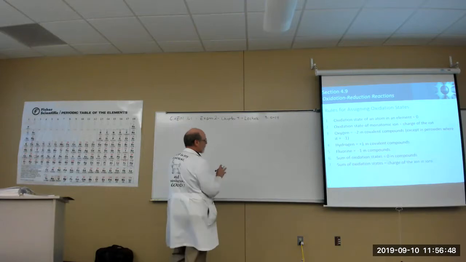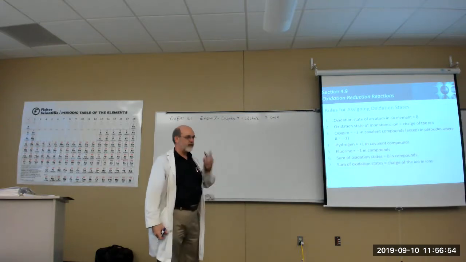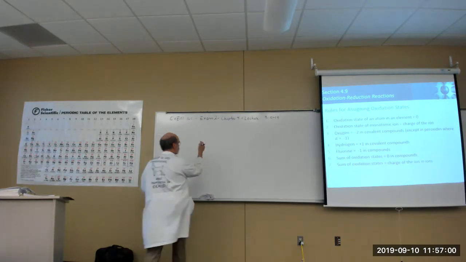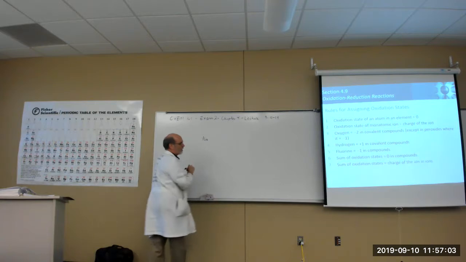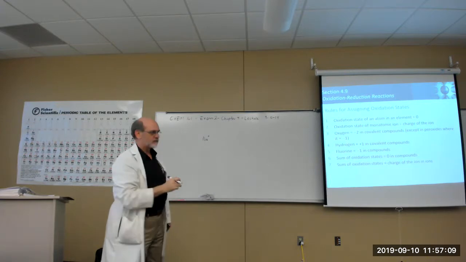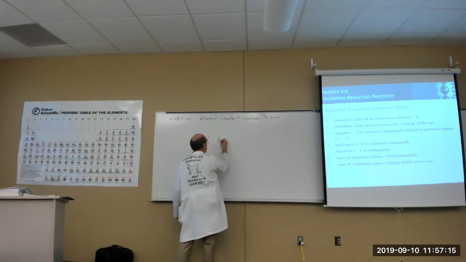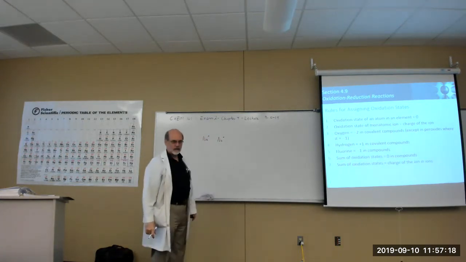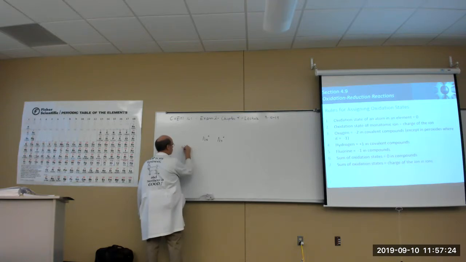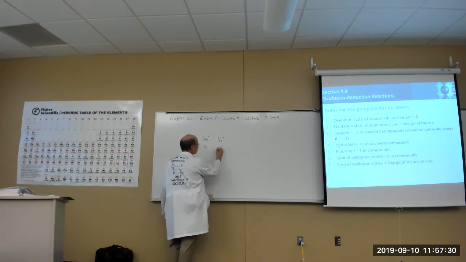Okay, these are the rules for assigning oxidation states. If you have a free element in your reaction, you write the element symbol, such as we did with sodium. That element has an oxidation state of 0. It is neutral. If you have an ion in a reaction, the oxidation state is equal to the charge. So this oxidation state here is 0. This one is +1.